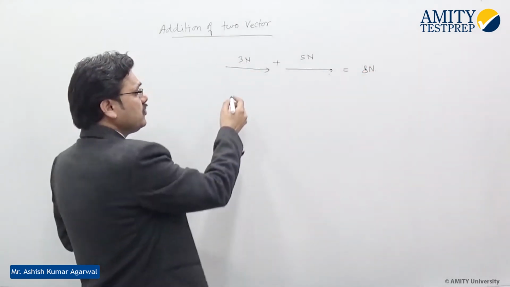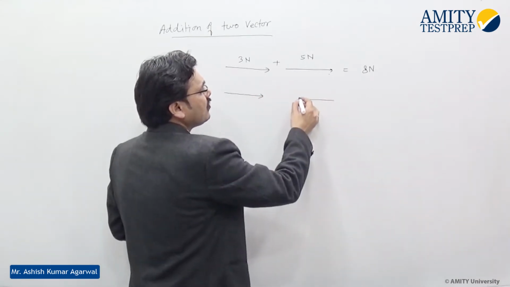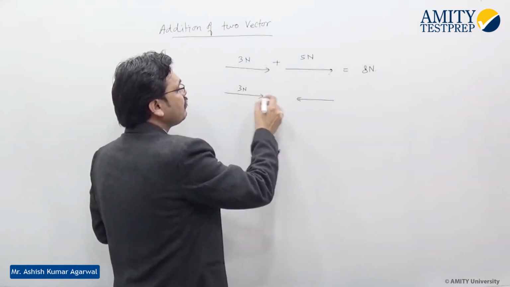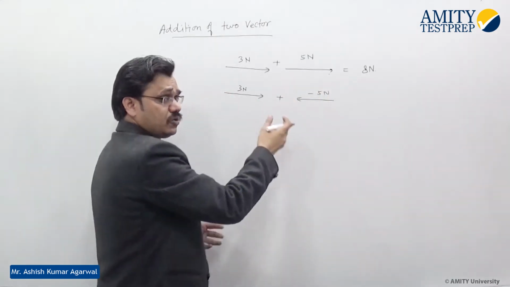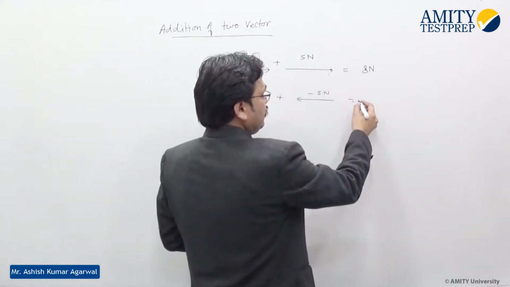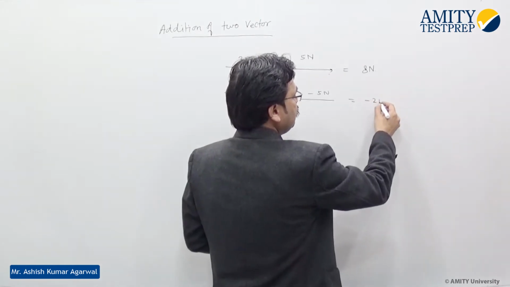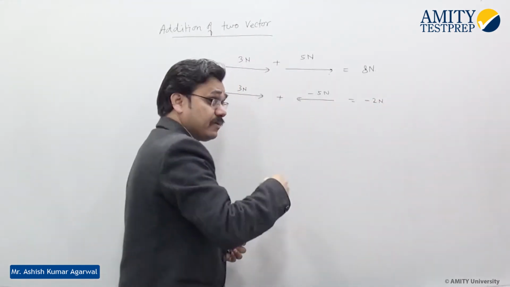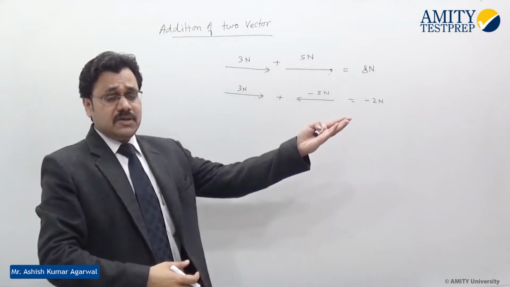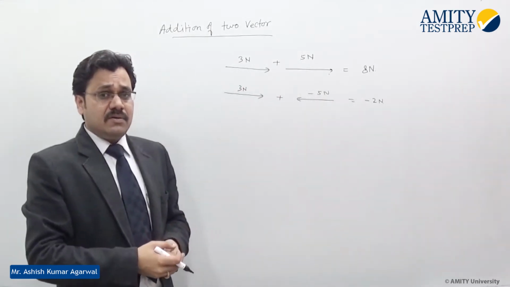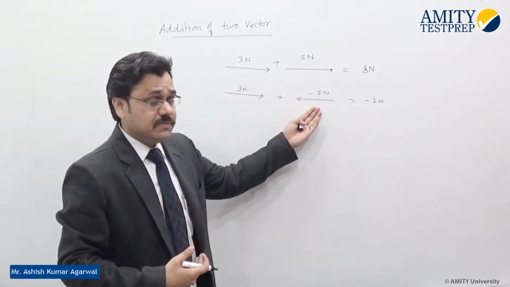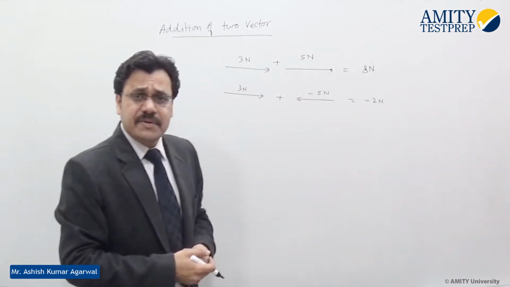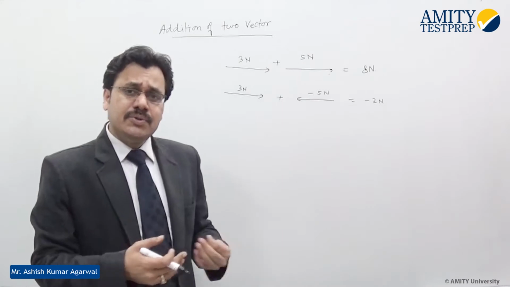If they are in opposite direction, if I write 3 Newton and this is 5 Newton, definitely this sign is negative. If you want to add these two, you get minus 2 Newton. If I take the x-axis as the positive direction, then this I'm just taking as a negative direction. So the answer will be simply minus 2 Newton.